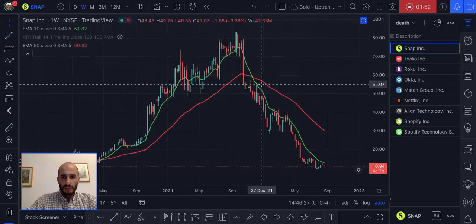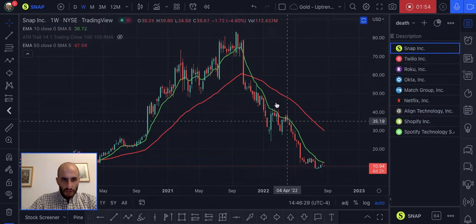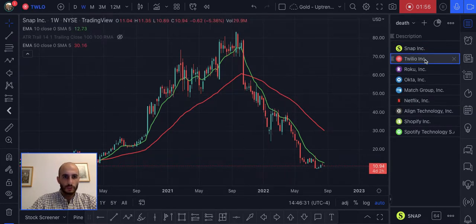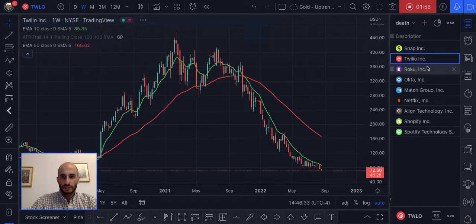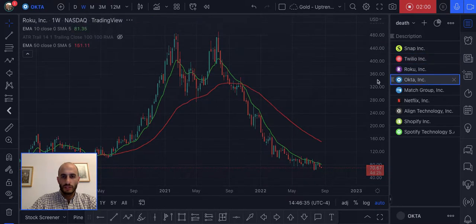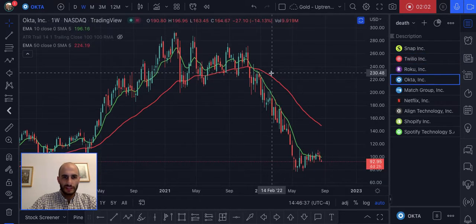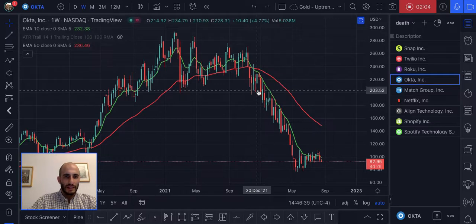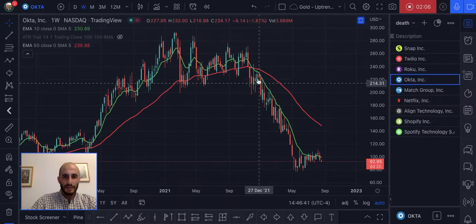downtrend. Which, by the way, look at how neatly this 10 EMA traces or trails the downtrend, or this one, or Roku, or Okta. So it's very satisfying to see that the price thoroughly respects the 10 EMA after this death cross.